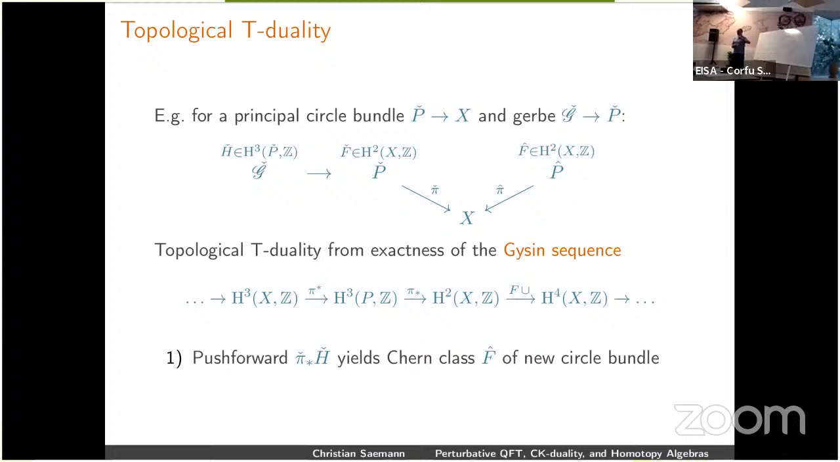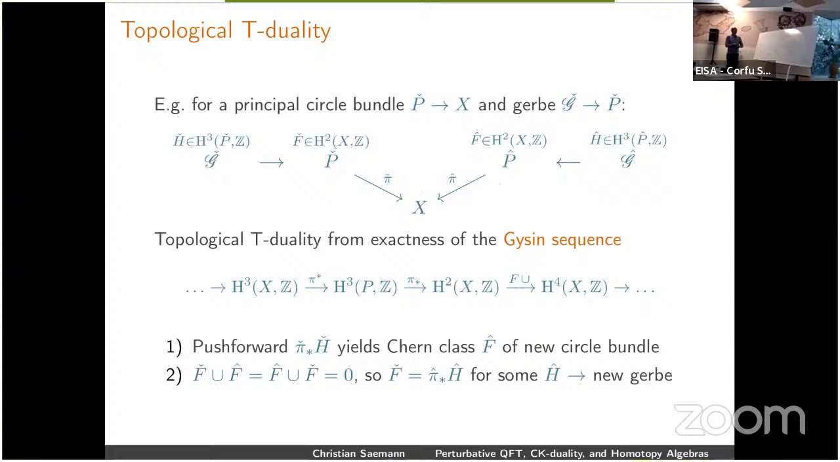I just perform the integration because you integrate along one direction, you lose one form degree and you fall down to a two-form. And this is exactly what this push forward here means, right? So if I push this forward, I get an element in H2(X,Z), but this is exactly where the first Chern classes of circle bundles live. So just by considering this push forward from this H, I constructed the Chern class of another principal circle bundle over X, right? So I get this F hat just from the push forward of this three-form.